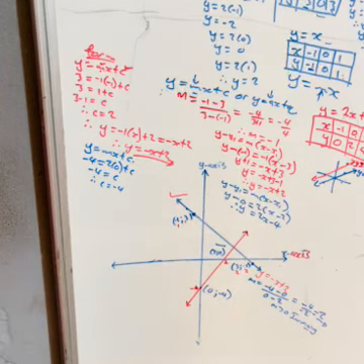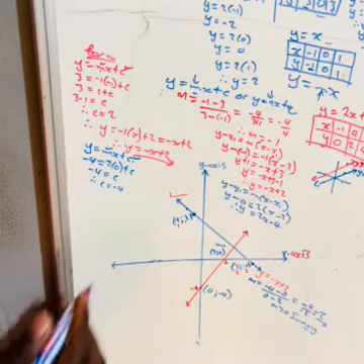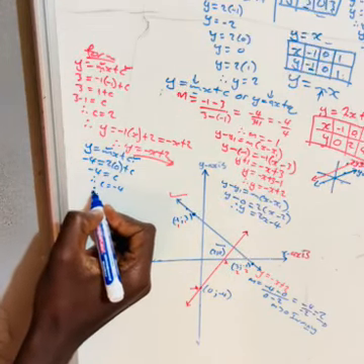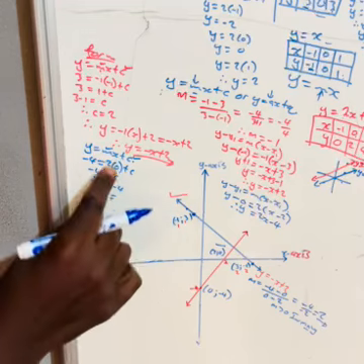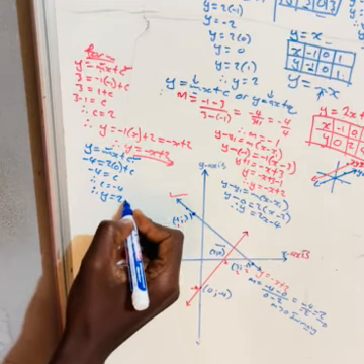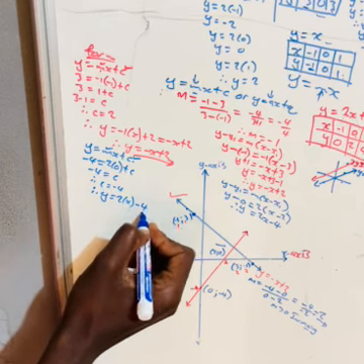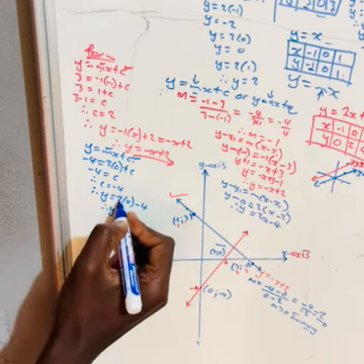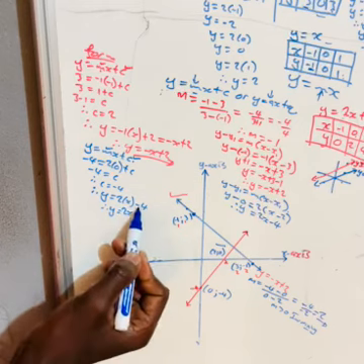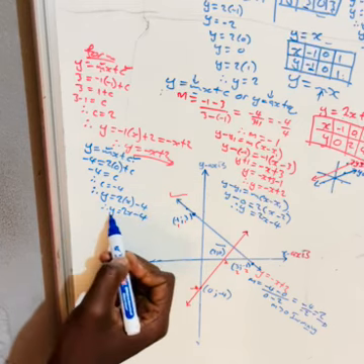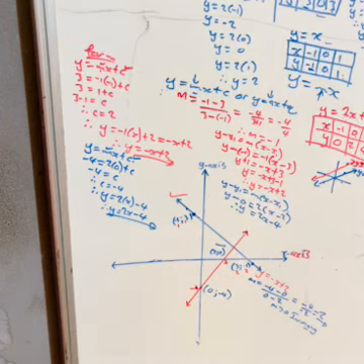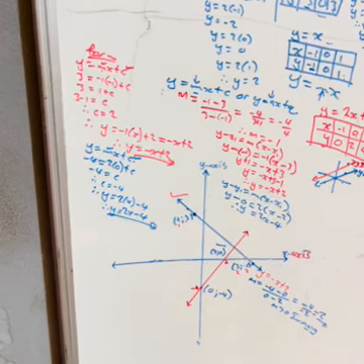But remember, when they're saying determine the equation, what do they want? They want your gradient, m, and they want your y-intercept, c. I've got both. So now I can conclude that my y is equal to, my gradient is 2, so I say 2 multiplied by x. Then my c is negative 4, so minus 4. Therefore, y is equal to 2x minus 4. This is the equation.